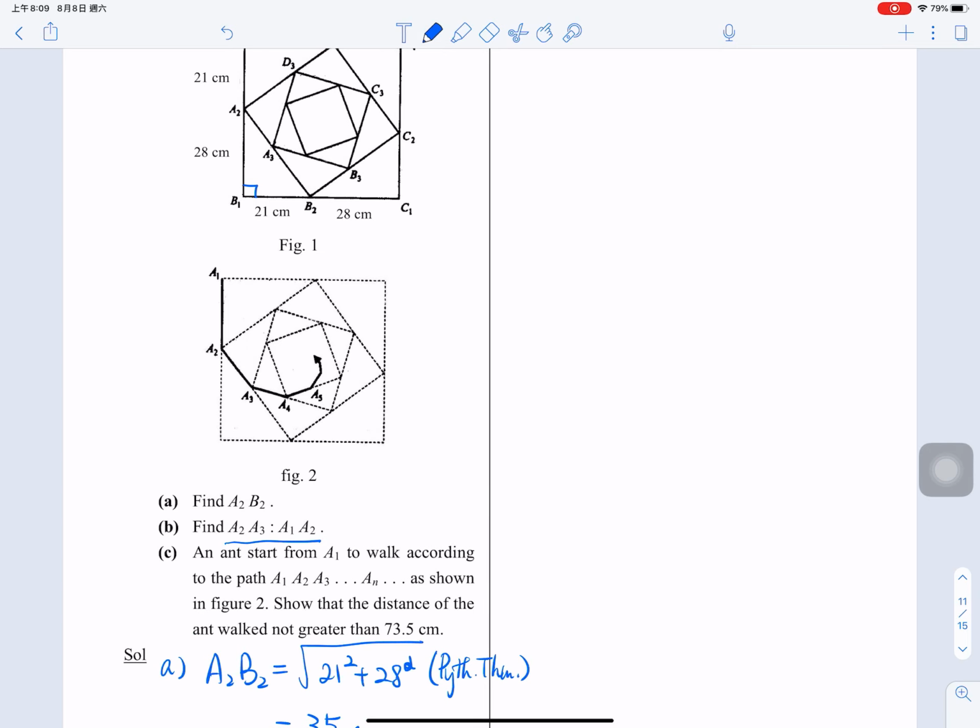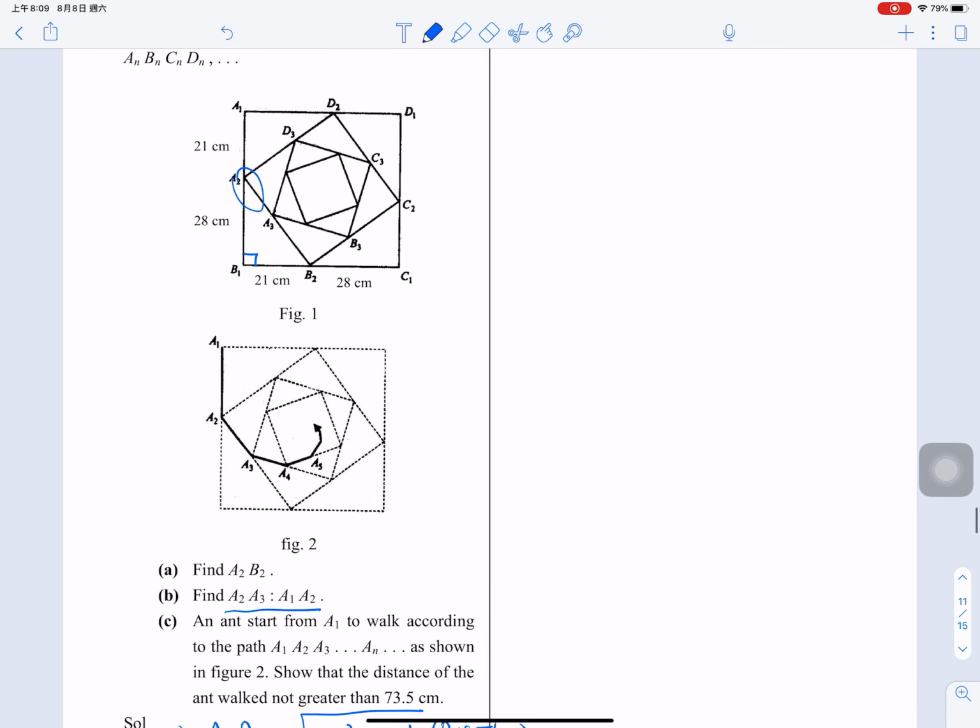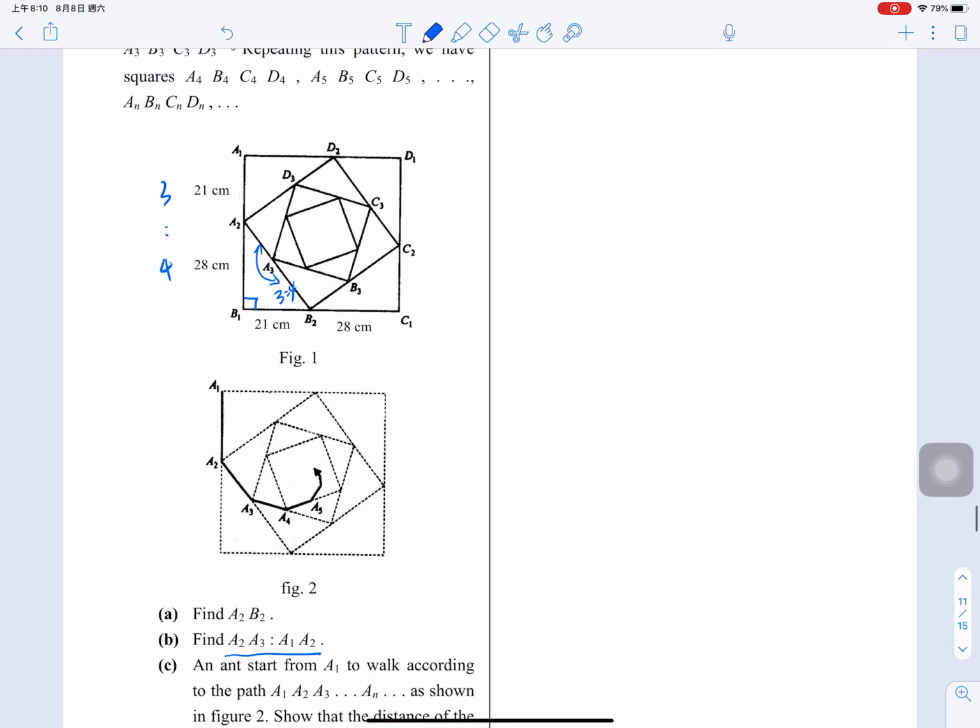Find the ratio A2, A3 to A1, A2. Find the ratio between these two lengths. Okay? So let's see. Here is 3 to 4 in the scale, right? Again, this one also 3 to 4. So you can find the length of A2, A3 first.